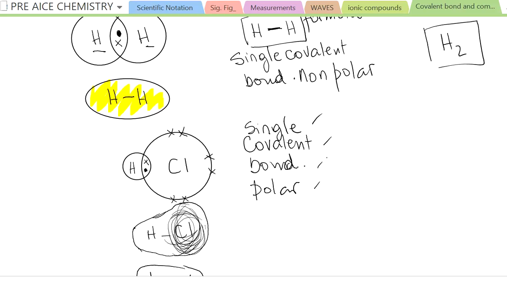How do you represent the display formula for hydrogen chloride? Yes, H with one line, one dash. This dash represents this pair of electrons. If we have two pairs of electrons, it's going to be two dashes. And what about the molecular formula? HCl, very good. HCl.